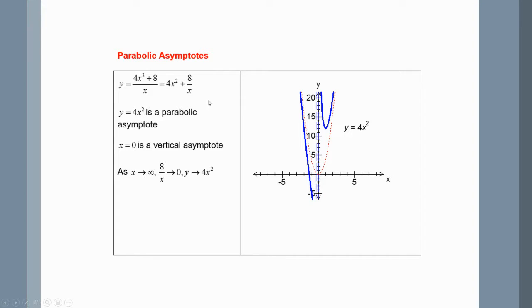But we can also have a parabolic or a curved asymptote, like we have cubic over linear, y equals 4x squared plus 8 over x. Again, x equals 0 is a vertical asymptote, but y equals 4x squared is a curved parabolic asymptote. So we see our graph approaches the parabola here, approaches the vertical asymptote in the middle, similarly approaches the parabola there and the vertical asymptote here. So we can have oblique asymptotes and parabolic asymptotes or curved asymptotes.